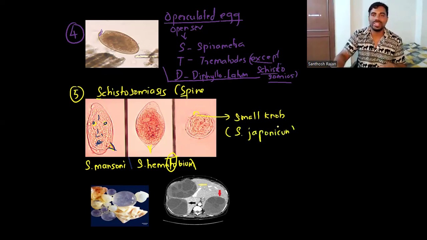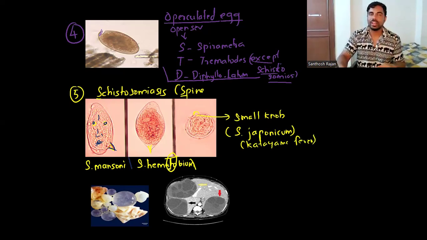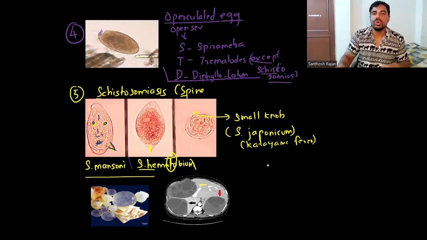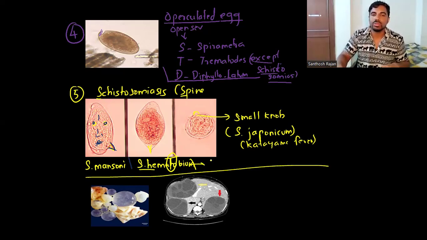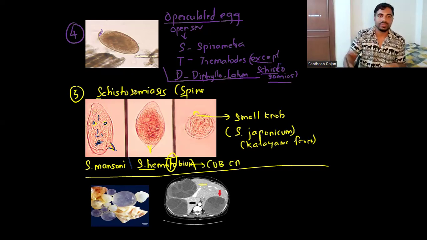I'm not going to discuss the disease, Katayama fever, bilharziasis; we already discussed that in a previous year. Only the egg. Haematobium causes urinary bladder infection and also bladder carcinoma, urinary bladder cancer, in case it comes up.